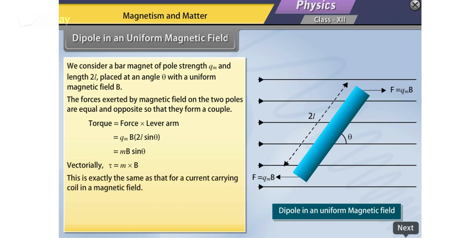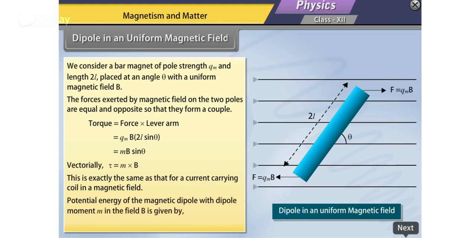This is exactly the same as that of a current carrying coil in a magnetic field. Potential energy of the magnetic dipole with dipole moment m in the field B is given by the negative dot product of m and B.